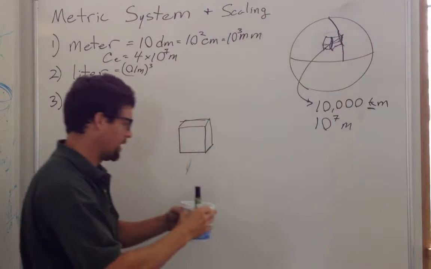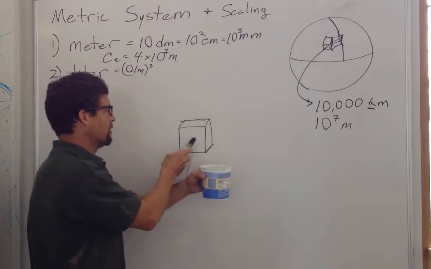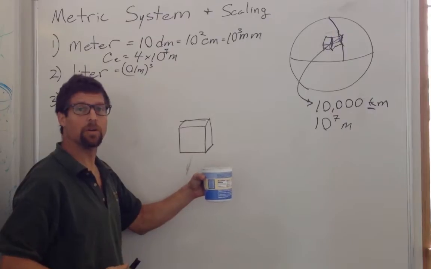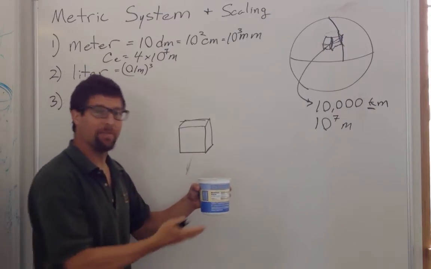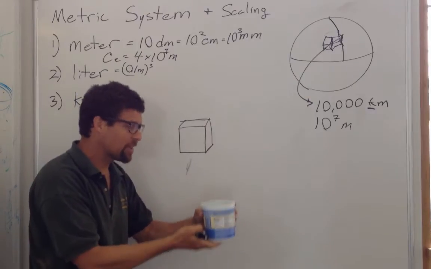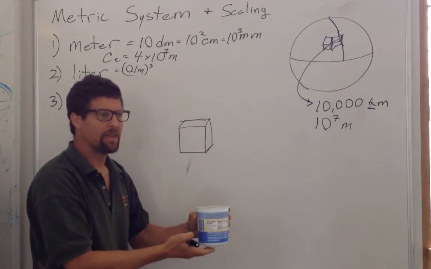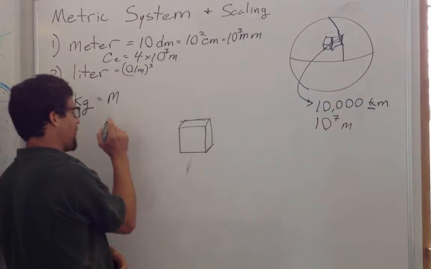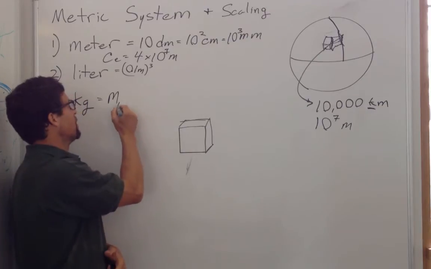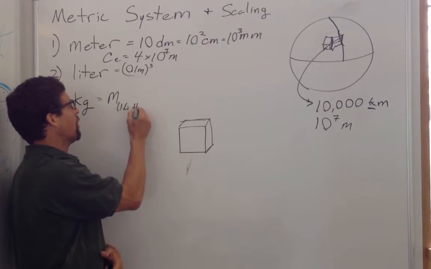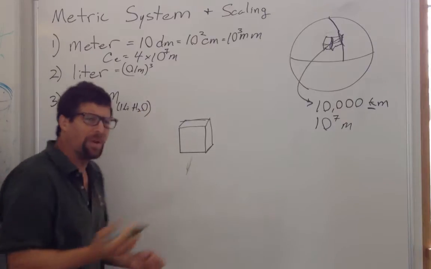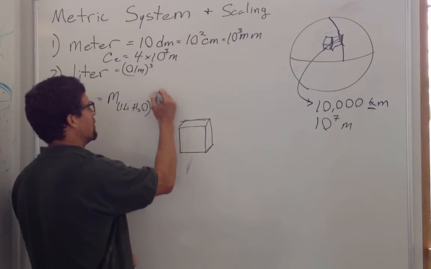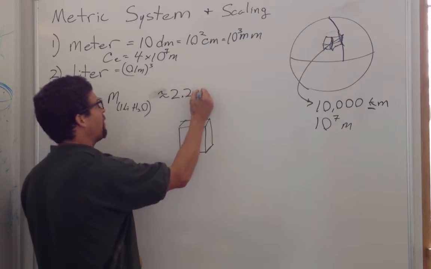And so we look, this is my 1 liter of yogurt. About 1 liter of yogurt is 1 decimeter cubed of yogurt. The unit of mass, the kilogram, is defined as the mass of 1 liter of water. About the same as the mass of 1 liter of yogurt. A kilogram is the mass of 1 liter of H2O. Okay, what is this in empirical units? This is about 2.2 pounds.